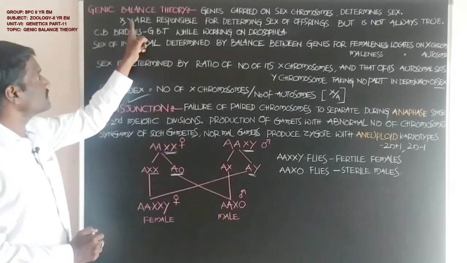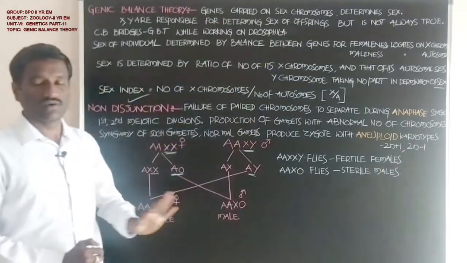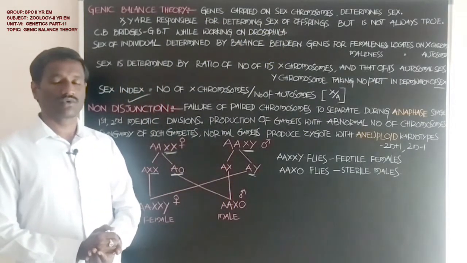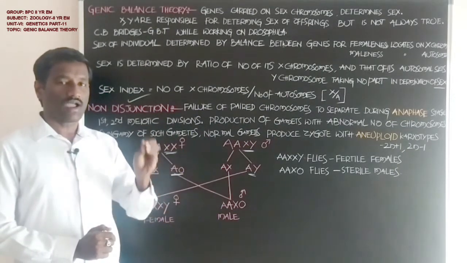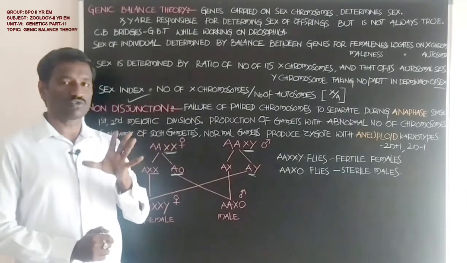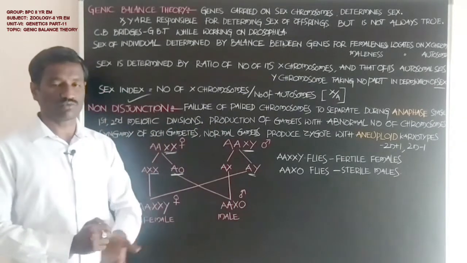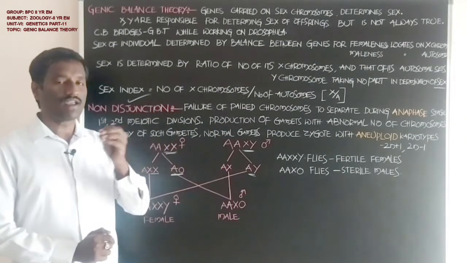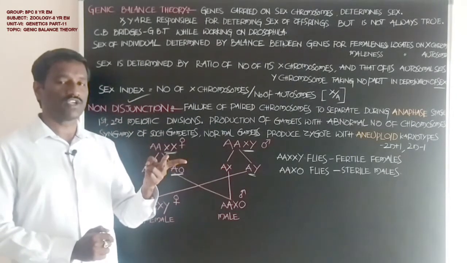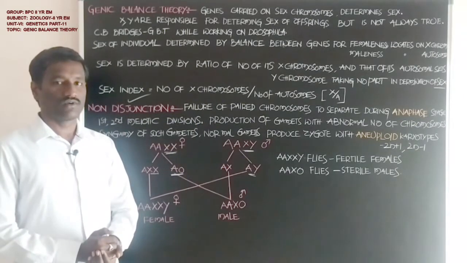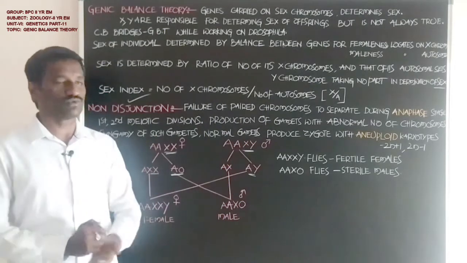XY are responsible for determining the sex of offsprings. Students, XY are the sex chromosomes in the male, and XX are the sex chromosomes, the allosomes, in the female. XX, XY chromosomes show male heterogamety. Males produce two different types of gametes, half with the X chromosome and the other half with the Y chromosome.